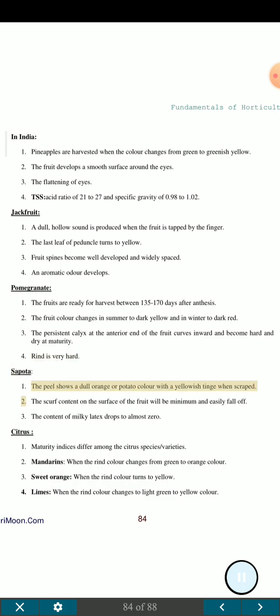Sapota. 1. The peel shows a dull orange or potato color with a yellowish tinge when scraped. 2. The scurf content on the surface of the fruit will be minimum and easily falls off. 3. The content of milky latex drops to almost zero.